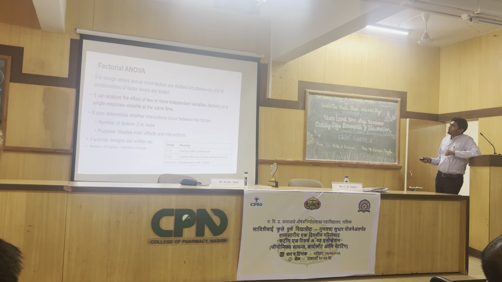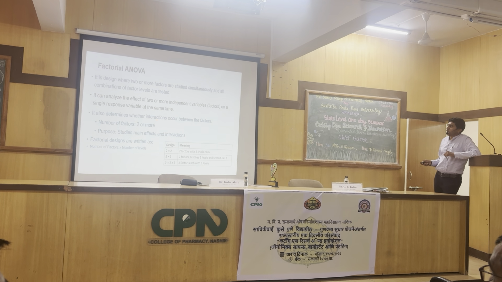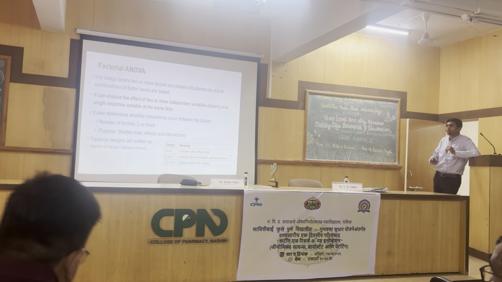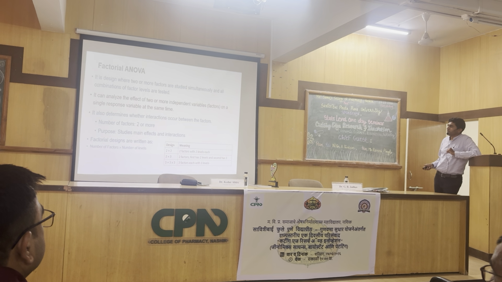So it is the design where 2 or more factors are studied simultaneously and all combinations of factor levels are taken. So you can analyze the effect of 2 or more independent variables or factors on the single response variable. Response variable, as I said, is a dependent variable. It also determines whether interactions occur between the factors. So the number of factors is more than 2, and the purpose is the main effects and interaction: main effects of each factor as well as the interaction of these factors on the response variable.